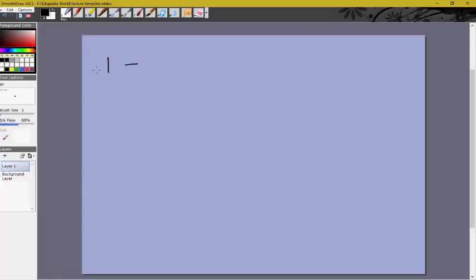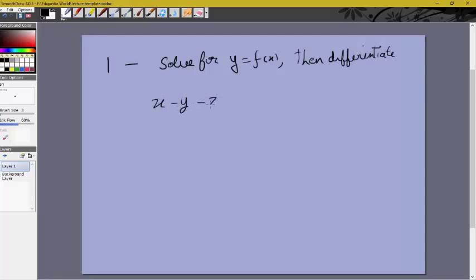One is what you would already do had I not told you any of this. You manipulate it and solve for y as a function of x and then differentiate. For example, if we take the simple example x minus y minus pi is equal to 0, from that we can get y is equal to x minus pi, and from that we can differentiate to get dy by dx is equal to 1. Right, so this is one way.